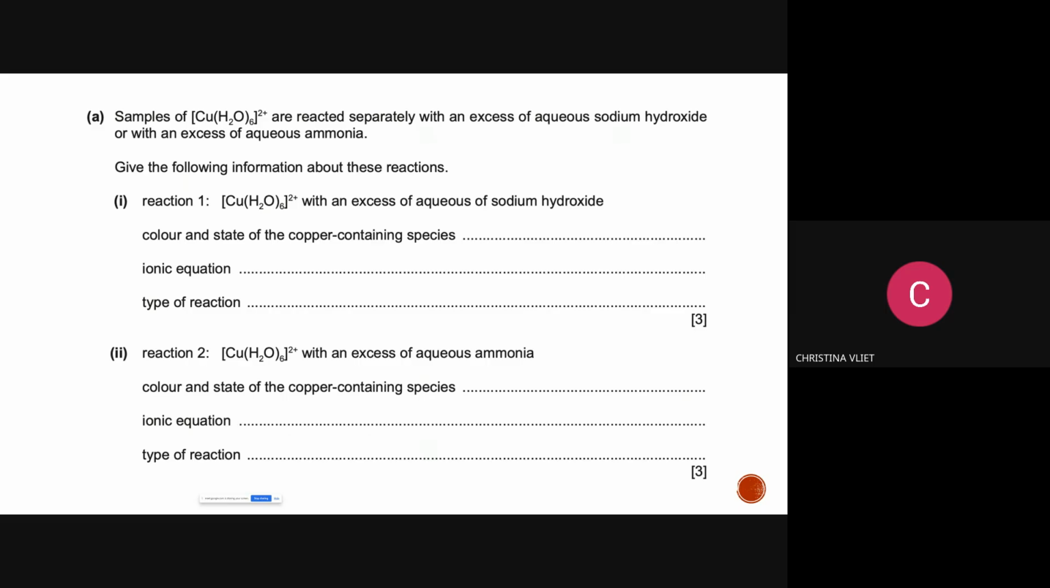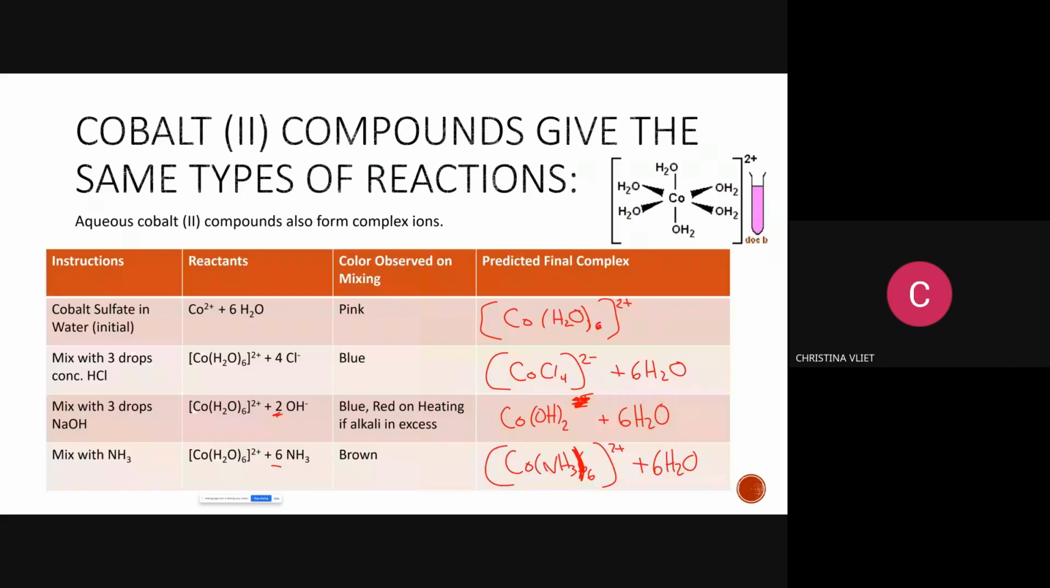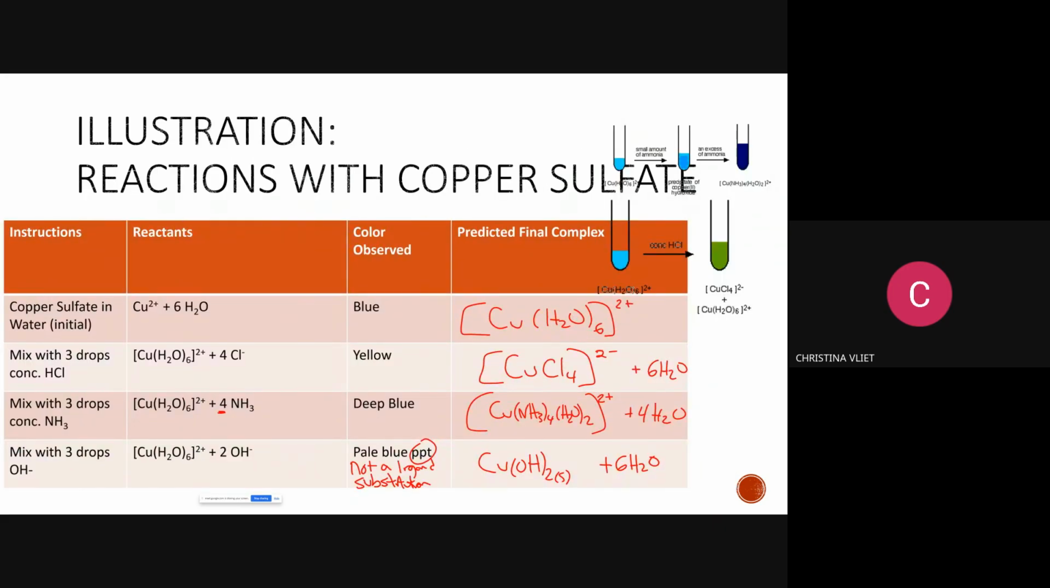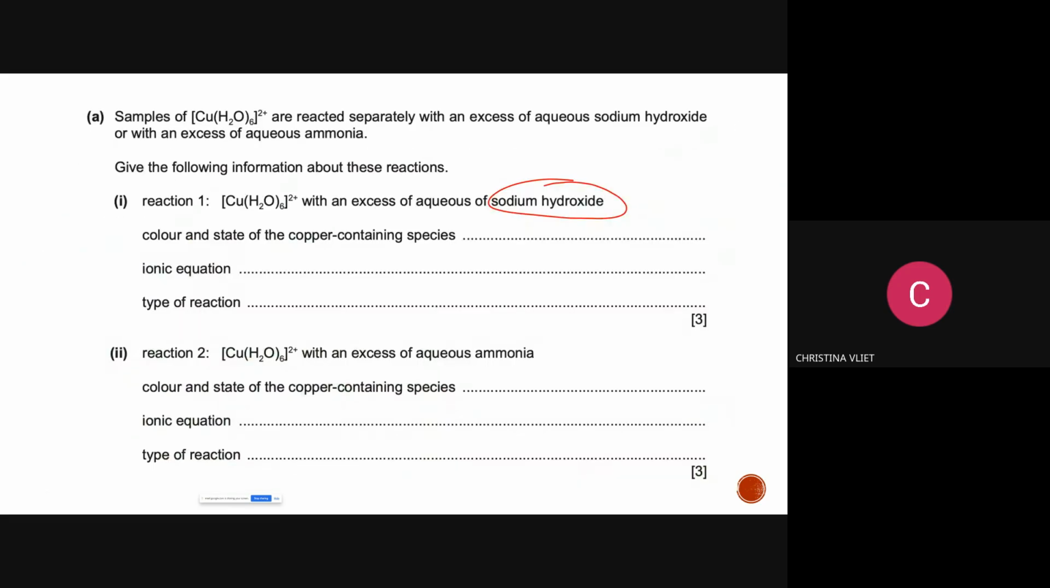All right, so let's see. Samples of copper are reacted separately with sodium hydroxide or with aqueous ammonia. Reaction 1, give the color and state of the copper containing species when you react this with sodium hydroxide. So what's that? It's on the charts. Copper with hydroxide. It's pale blue ppt. So if you wrote, I believe in the mark scheme, they accepted just blue ppt. Let me double check. Yeah, they accepted just blue ppt. And are you allowed to write ppt instead of precipitate? Yes. Absolutely. Why write more when you can write less?